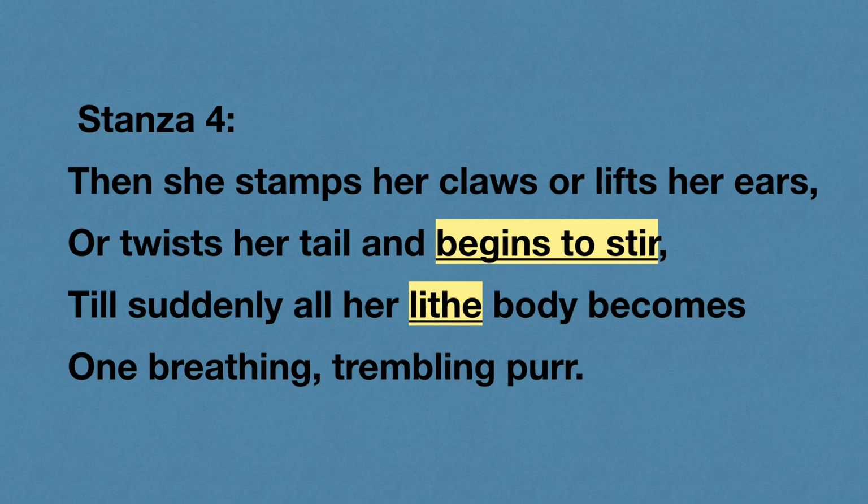As the evening passes by, the cat becomes impatient. She begins to attract attention by stamping her claws and lifting her ears. She twists her tail and begins to move her lithe body. And even after all that, when nobody pays any attention to her, she starts purring with all her might. She purrs so loudly that she is almost trembling.